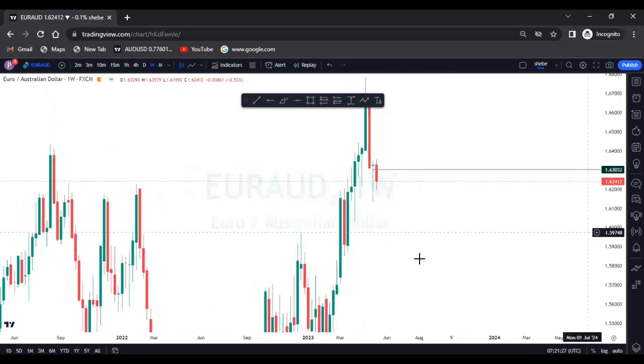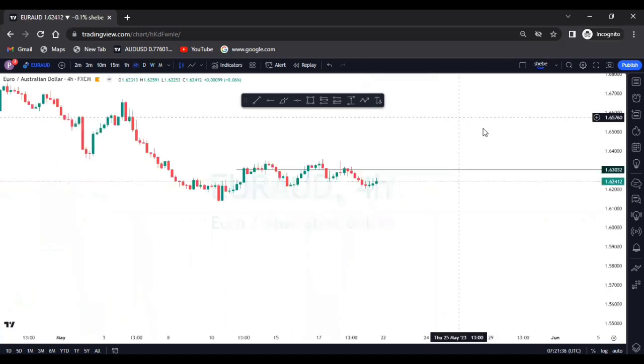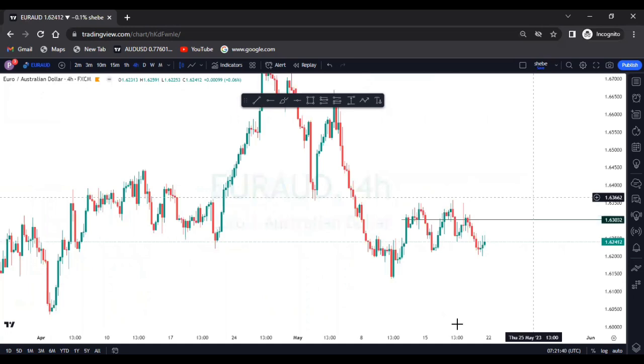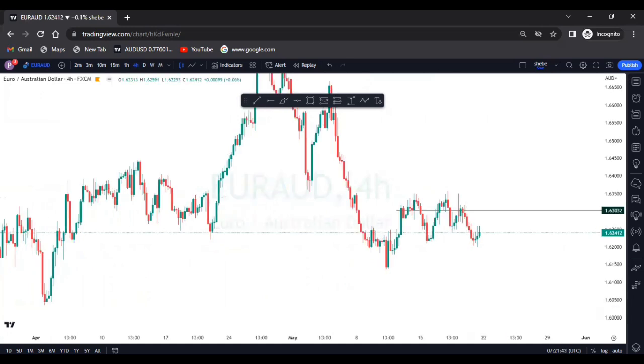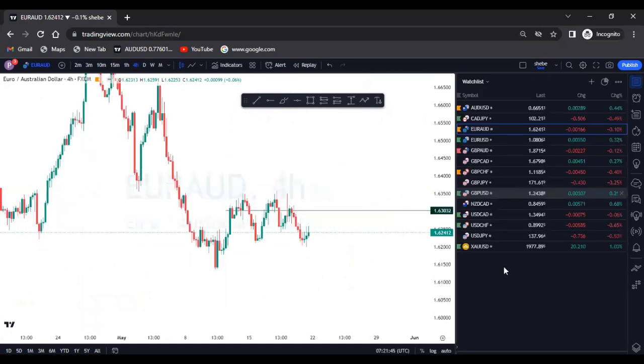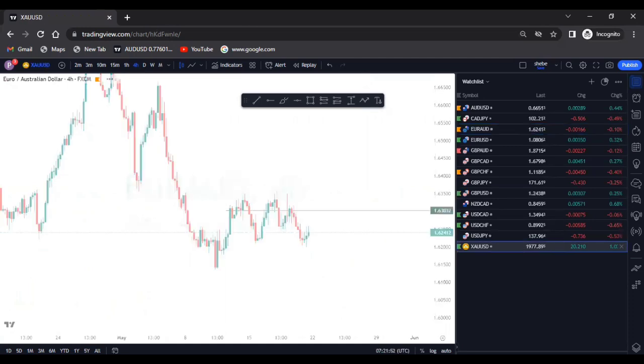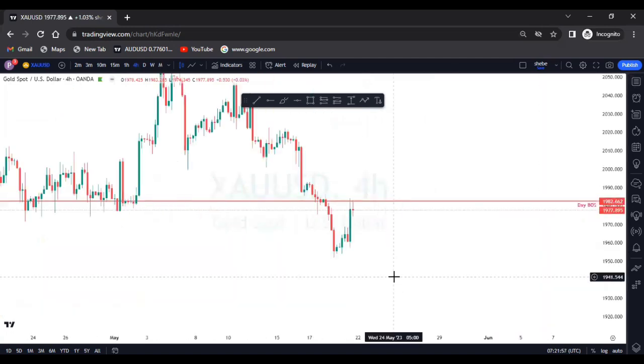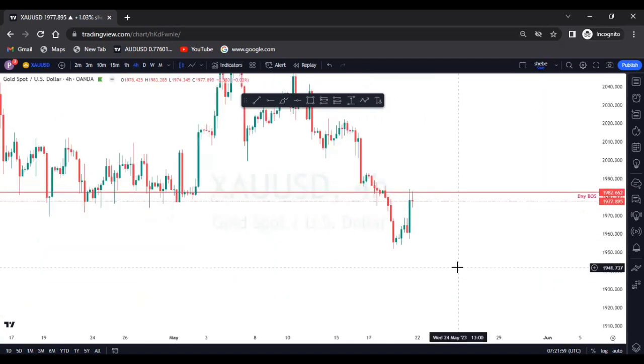As usual, today we're just going to look a little bit at some pairs, how they played last week, and what we are going to expect from the coming weeks. We have just a couple of pairs here. If we start with this pair, which is euro against USD.